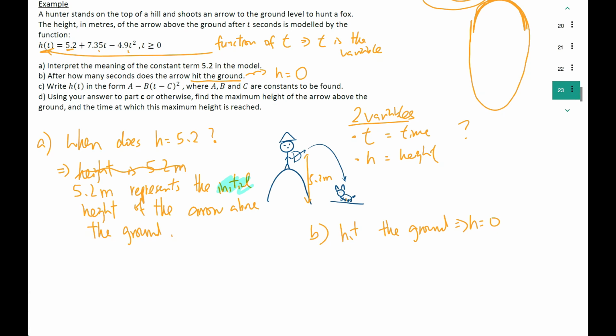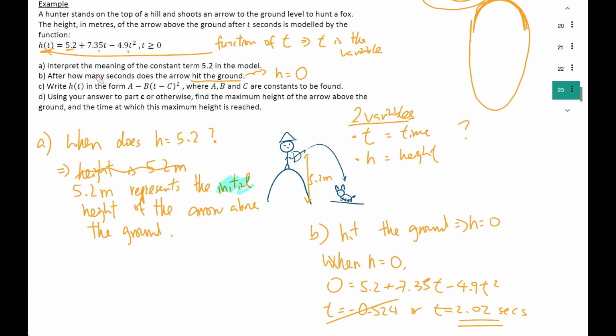So when h equals 0, we can rewrite the equation: 0 equals 5.2 plus 7.35t minus 4.9t squared. These are weird numbers, but that's fine. You expect to use a calculator again to solve the quadratic equation. So you can put it in a calculator, you should get t equals negative 0.524 or t equals 2.02 seconds. You'll of course reject the negative answer because t cannot be negative, so t equals 2.02 seconds. That's the answer.